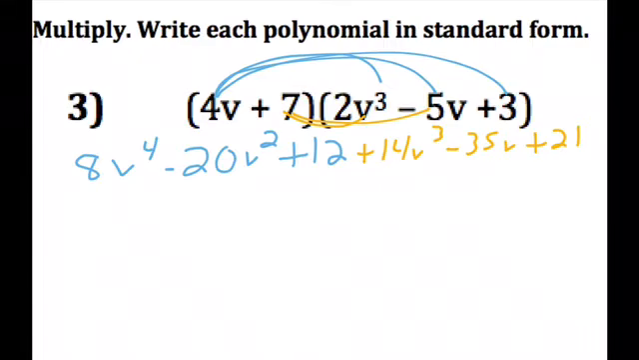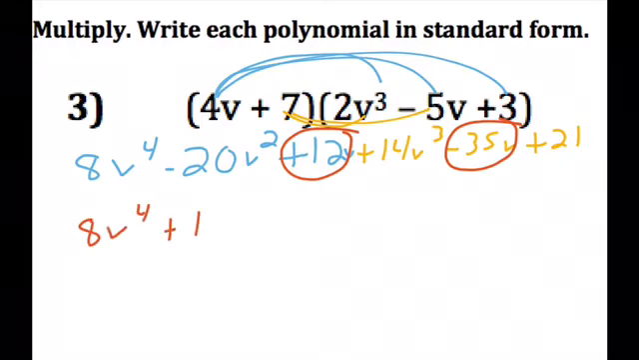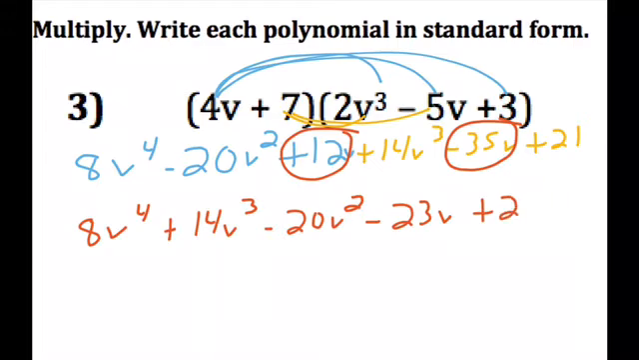Our like terms, we have our only like terms here. Oh, let's see here. I missed my v on this one, didn't I? Put my v back there. Okay, our only like terms are 12v and negative 35v. So our answer is 8v to the fourth plus 14v to the third minus 20v squared minus 23v plus 21. And I got the 23v from a negative 12v plus a negative 35v. There's my answer.